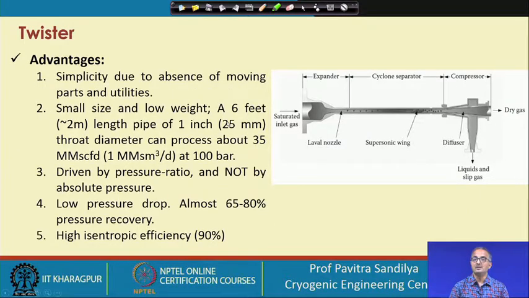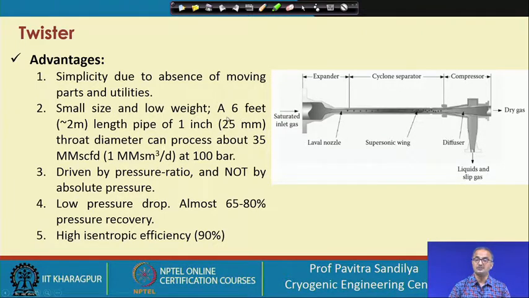And the advantages of this twister are that they are quite simple in construction, as you can see, and they do not have many moving parts, and it is also not using any other utility. The process fluid itself is being processed in a way that it can lower its temperature and undergo this separation. So, we are not using any external agent or utility to make this possible. And the size is small and the weight is low.